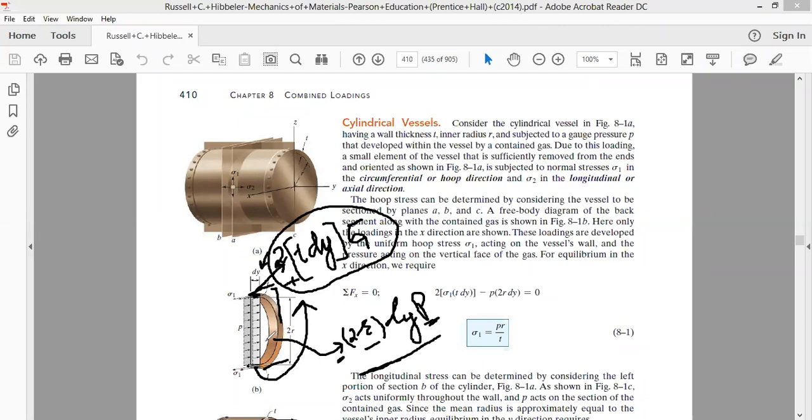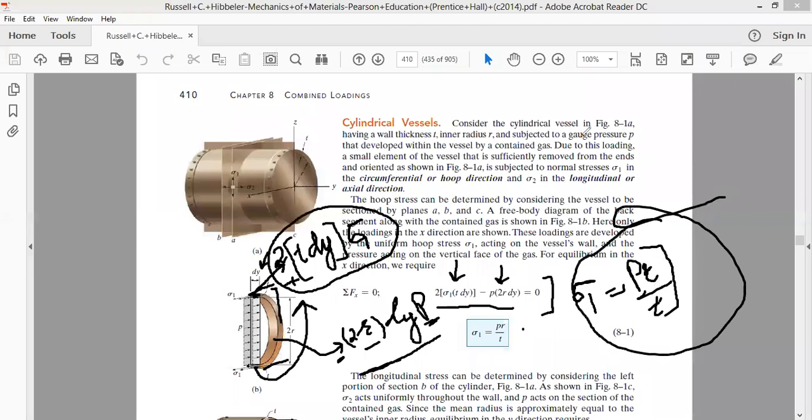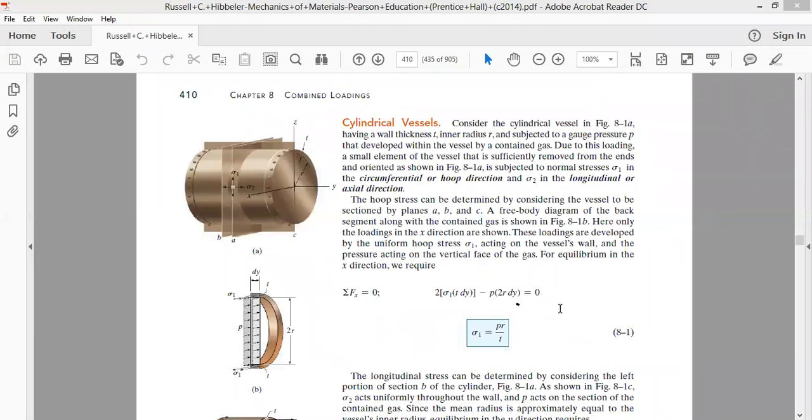But this machine element does not get displaced along the x-axis. It neither moves along plus x-axis nor minus x-axis, and that should be the case for equilibrium, because if there is a movement along the x-axis, it essentially means that the pressure vessel is deforming, and that should not happen. So the sum of these forces should be equal to zero. This is the force created by stress, and this is the force created by the internal pressure. When you simplify, you get sigma 1, the hoop stress, equal to pressure times radius divided by thickness, PR by t. This is very, very important. So the formula for the circumferential stress or hoop stress is PR divided by t.